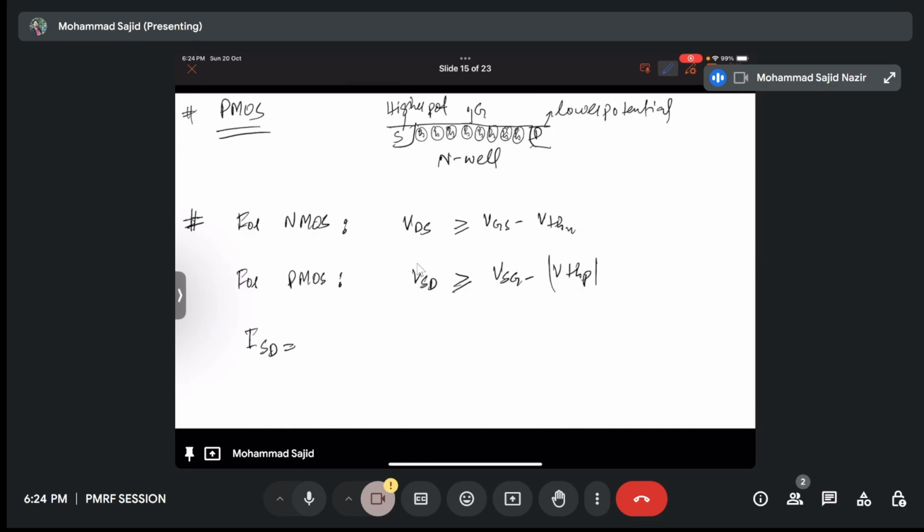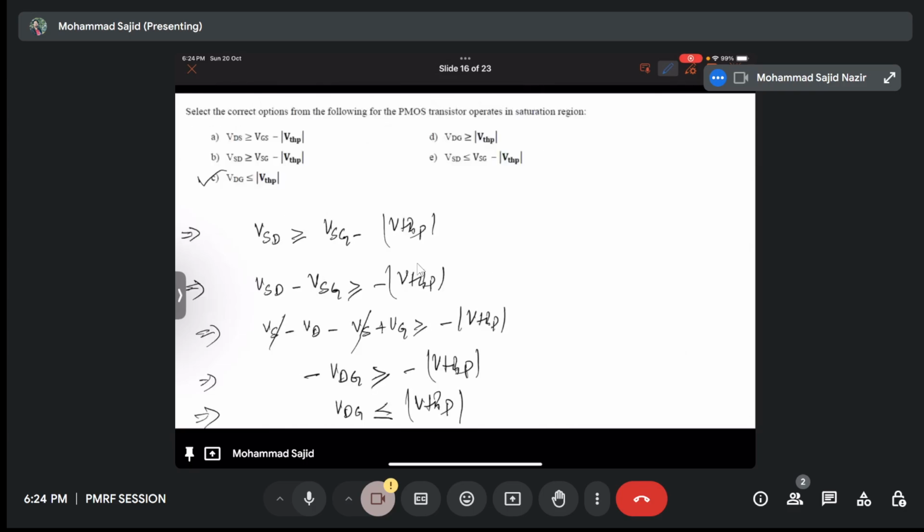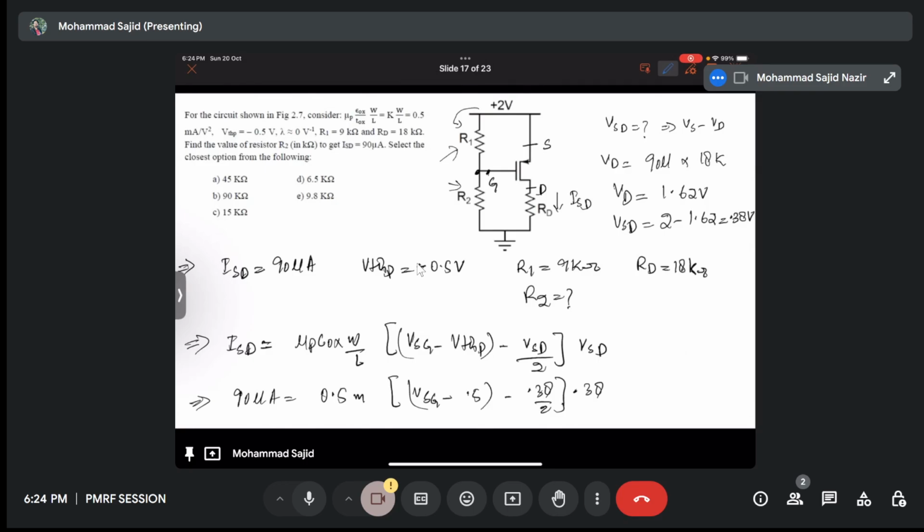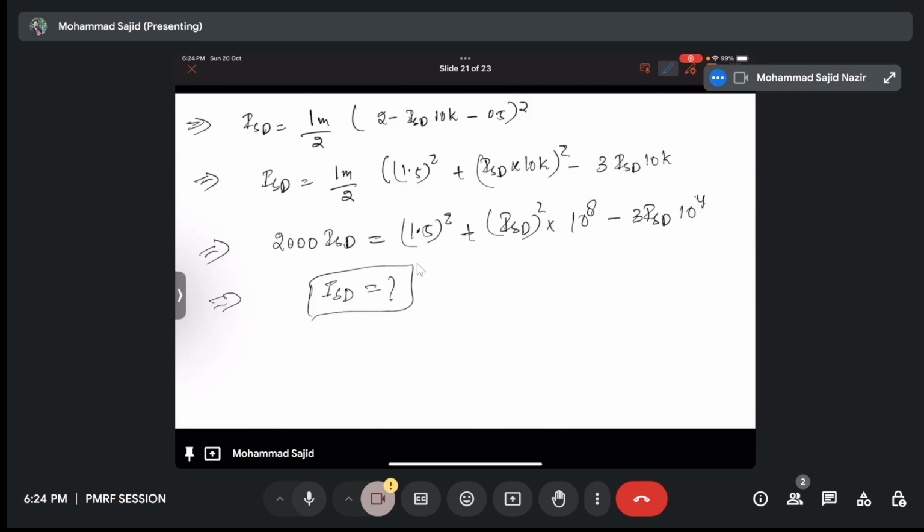Similarly, for PMOS, it's opposite. You can just look at it. So this is the same.